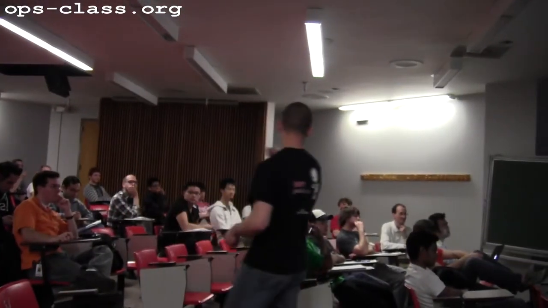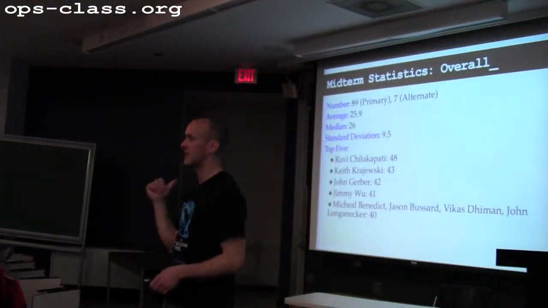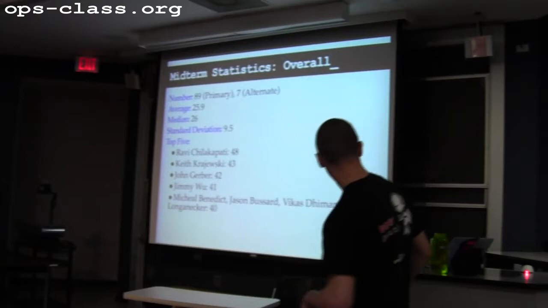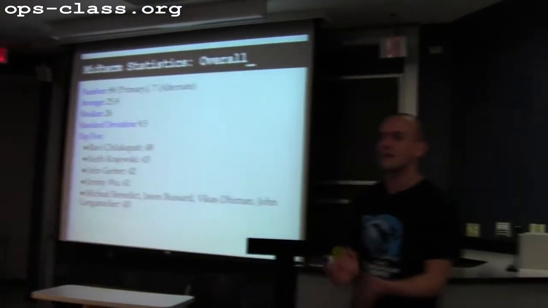And then there was a group down at 40, right? So Michael, Vikas, and John Longenacker is here. Michael's here. Vikas is also here. And Jason, I know, is out. All right, so let's give these guys a little hand. They did well on the exam.